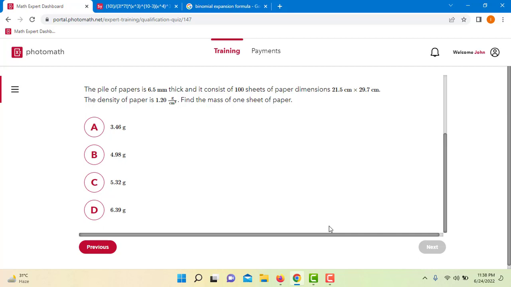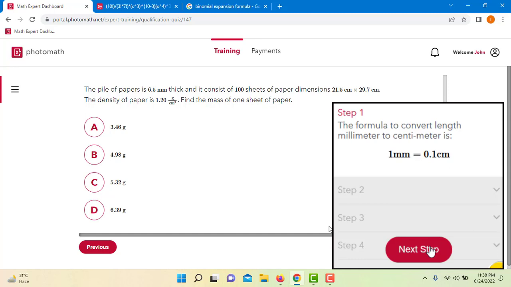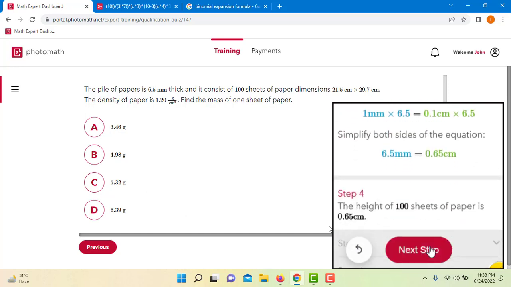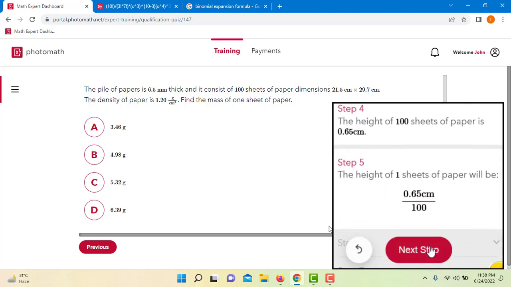The dimension is given in centimeters, whereas height is given in millimeters. So first we need to convert into a single type of unit. The conversion formula to convert millimeter to centimeter is 1 millimeter equals 0.1 centimeter. Multiply by 6.5 on both sides. After simplifying both sides, the height of 100 piled-up pages, 6.5 millimeters, is equal to 0.65 centimeter.